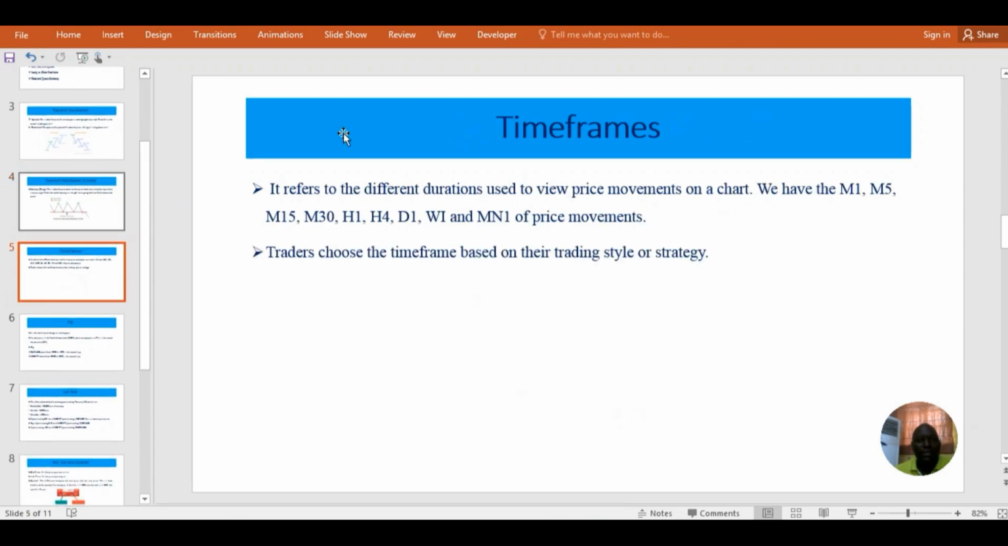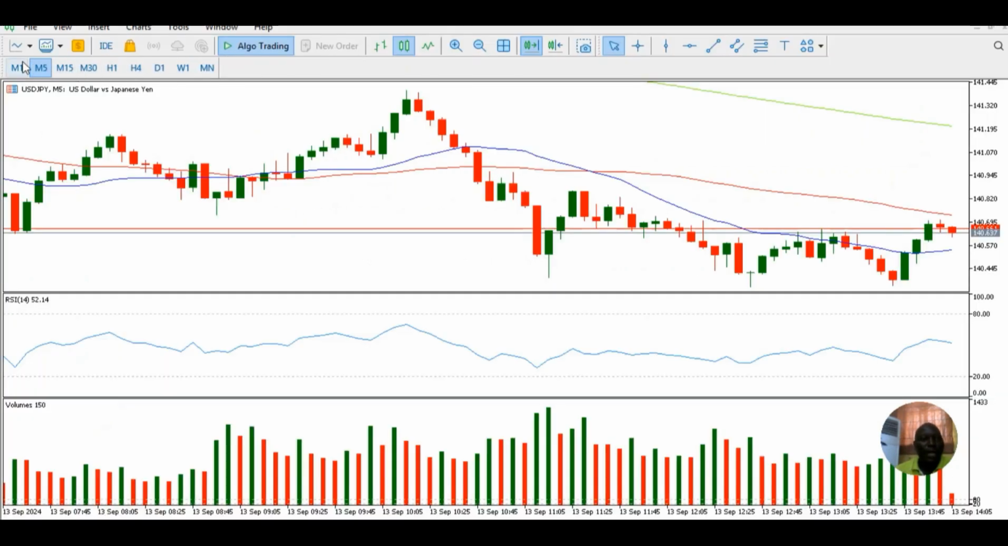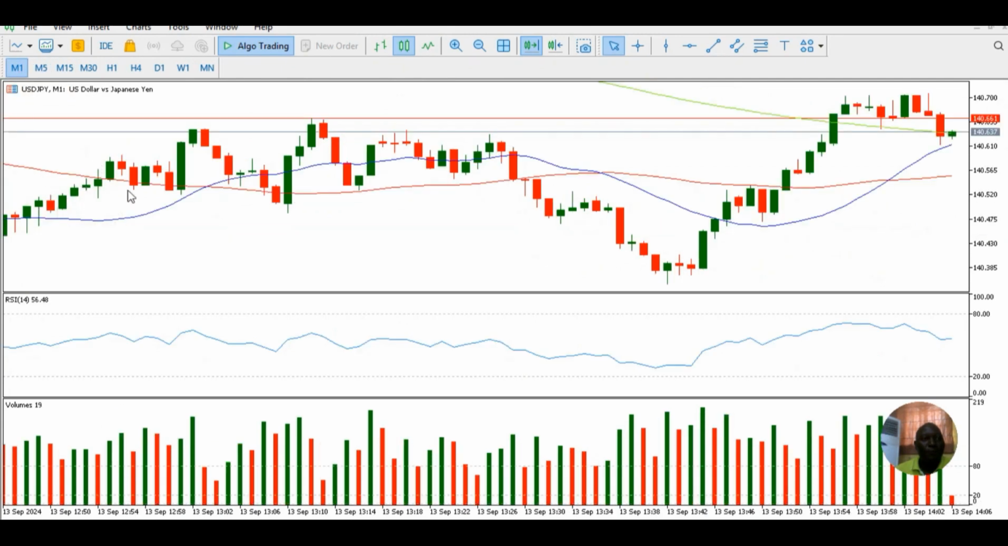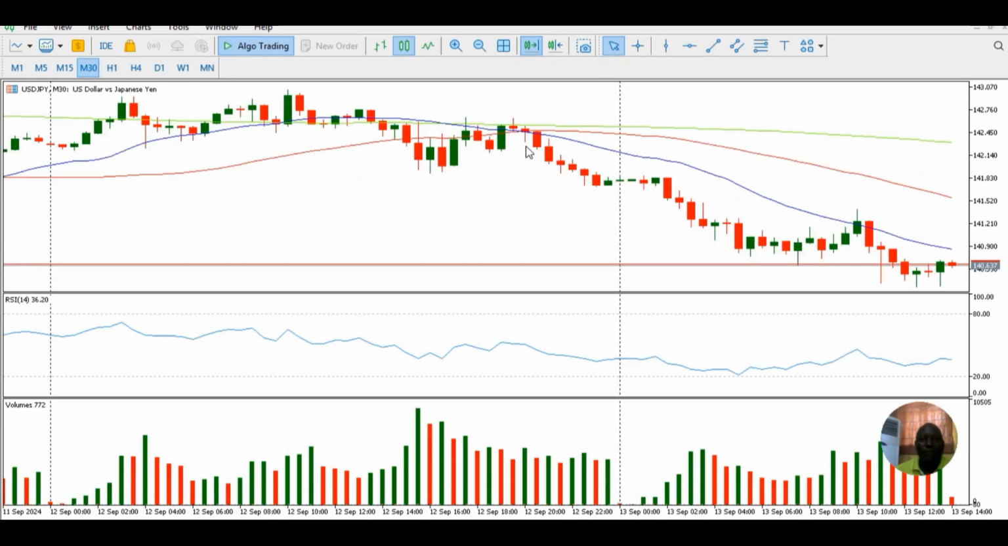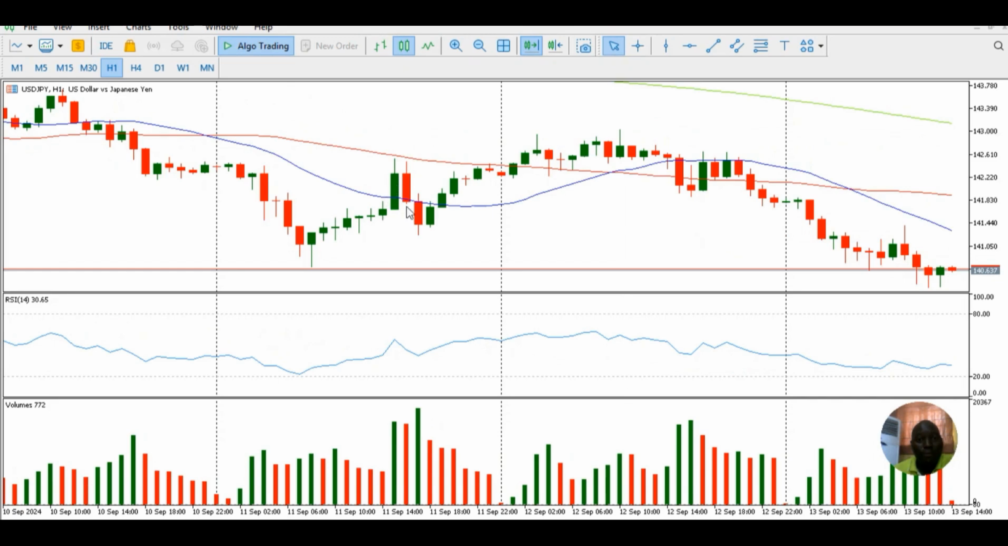So basically, what are we saying about time frames? Time frame refers to the duration we use to view different price movements on the chart. So when we have M1, M5, M15, basically M1 represents 1 minute. It means that every bar here is formed within 1 minute. Take for instance M30, every bar here is formed within 30 minutes. And we have 1 hour. Every bar here is formed within 1 hour.